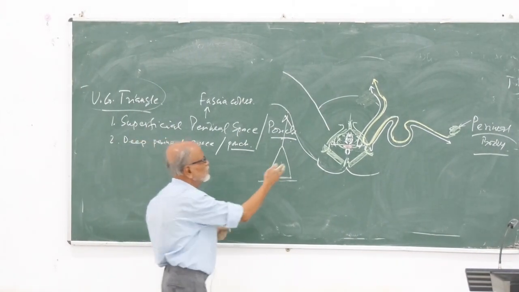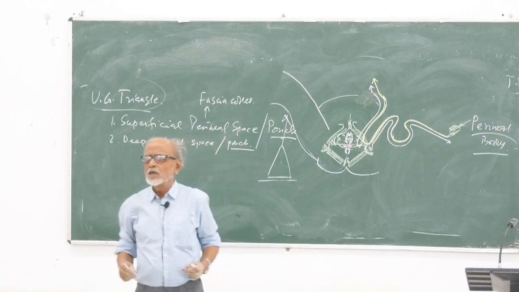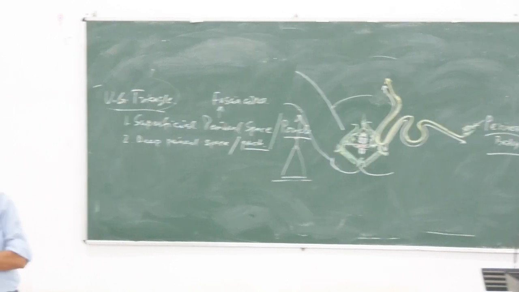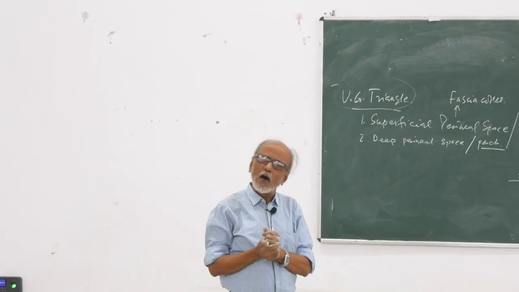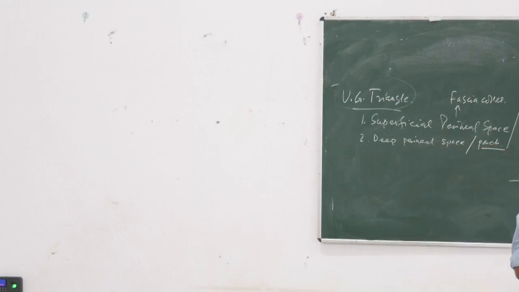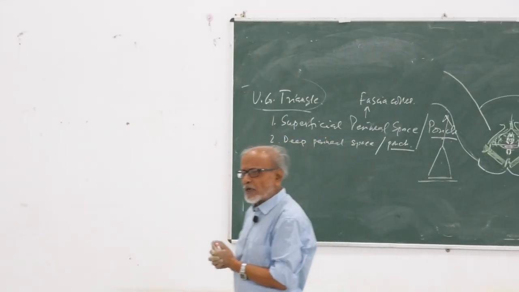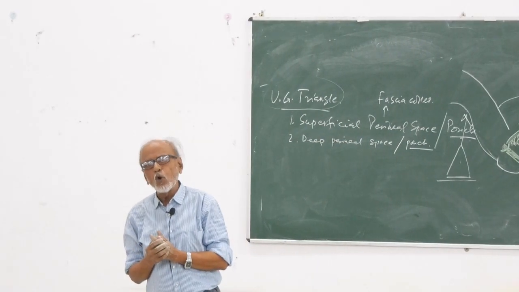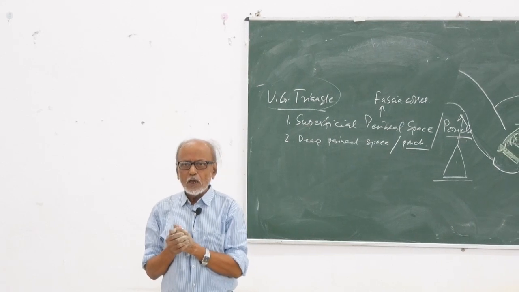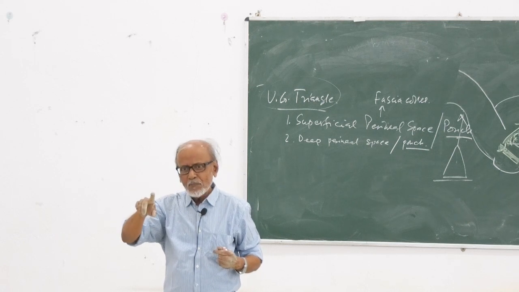Perineal body is very important. It is showing the superficial perineal space exposed. Superficial perineal space. The very important elements that comprise the root of the penis. And in case of female, homologous structures.